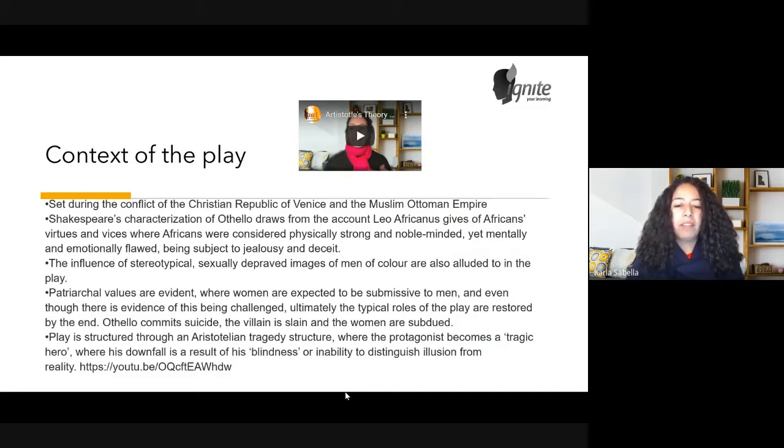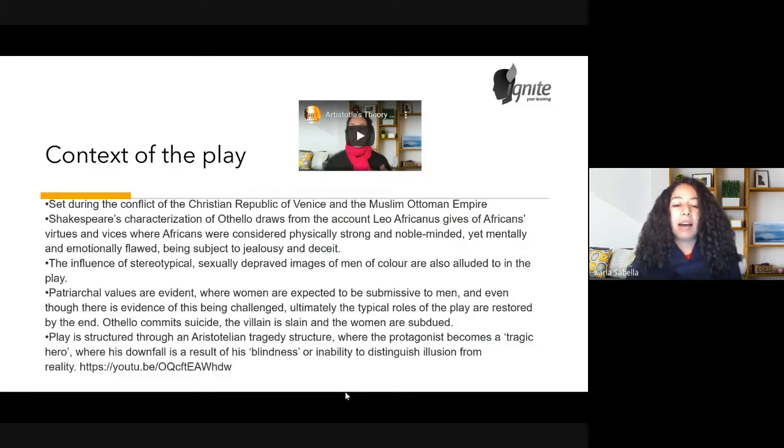One of the things about Othello is that he was very stereotypical, based on an account that this particular individual, Leo Africanus, gave of Africans' virtues and vices. You can mention him if you like, but the key thing to remember is that Africans were considered physically strong and noble-minded, yet mentally and emotionally flawed. He felt they were particularly subject to deceit, jealousy and irrational behavior. And that's definitely something that we see in Othello's character.